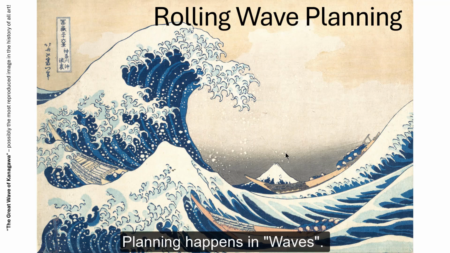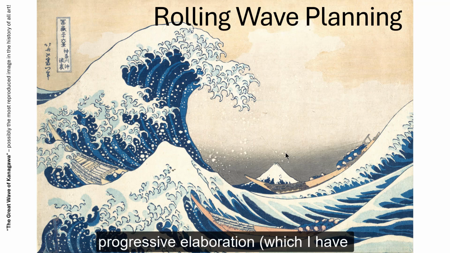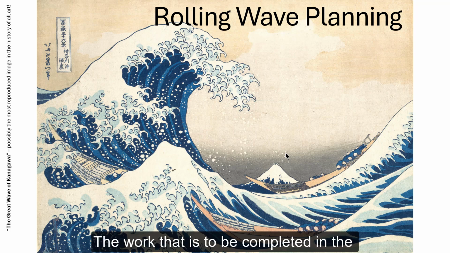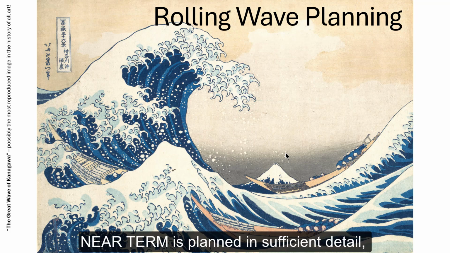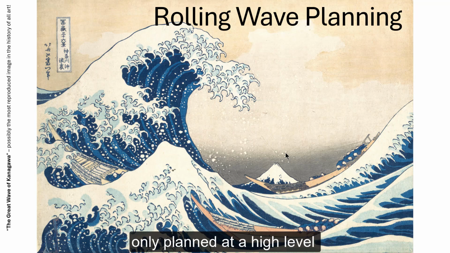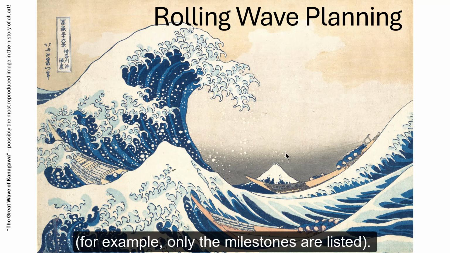Planning happens in waves. Rolling wave planning is a form of progressive elaboration, which I have mentioned in earlier lessons. The work that is to be completed in the near term is planned in sufficient detail, and the work that is far in the future is only planned at a high level. For example, only the milestones might be listed.